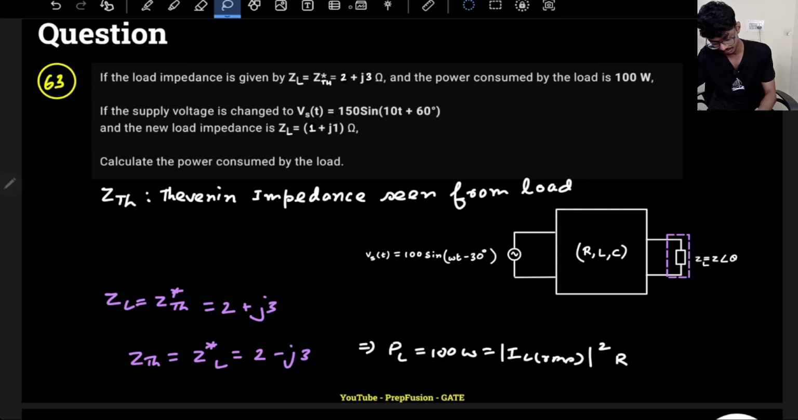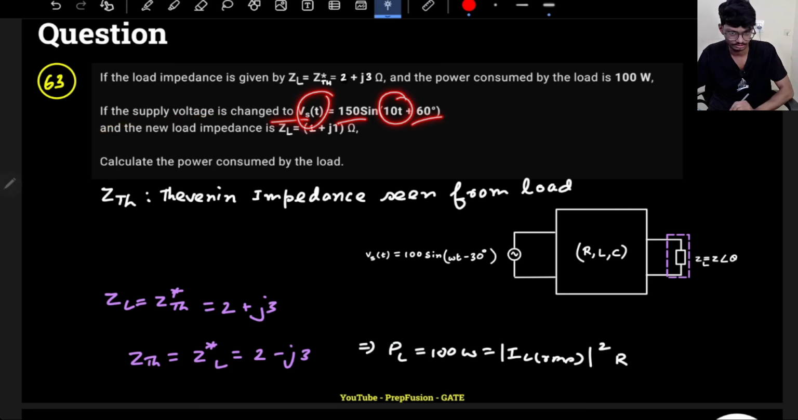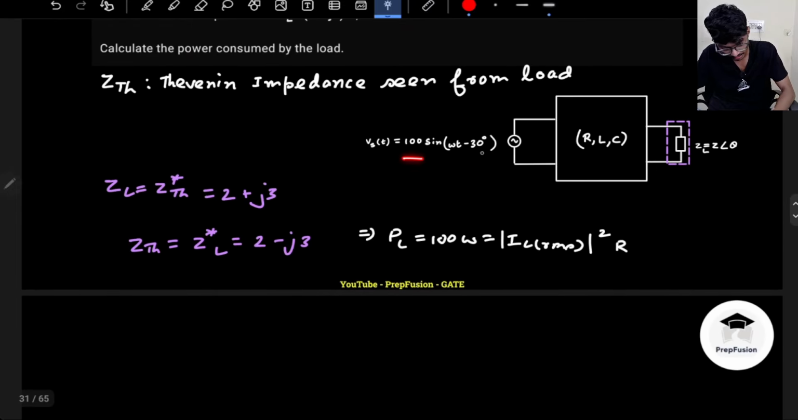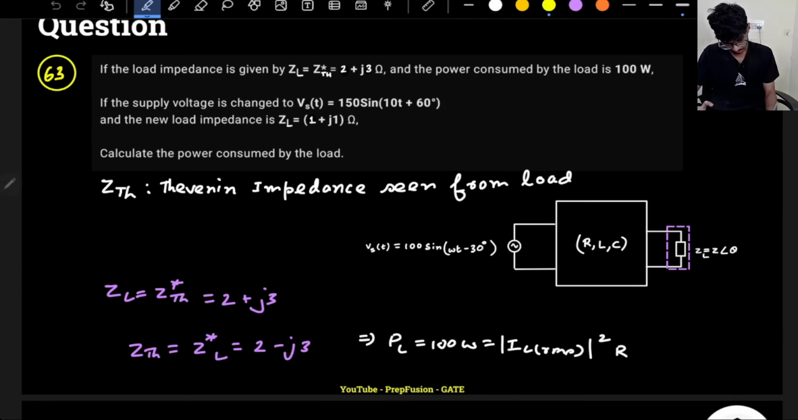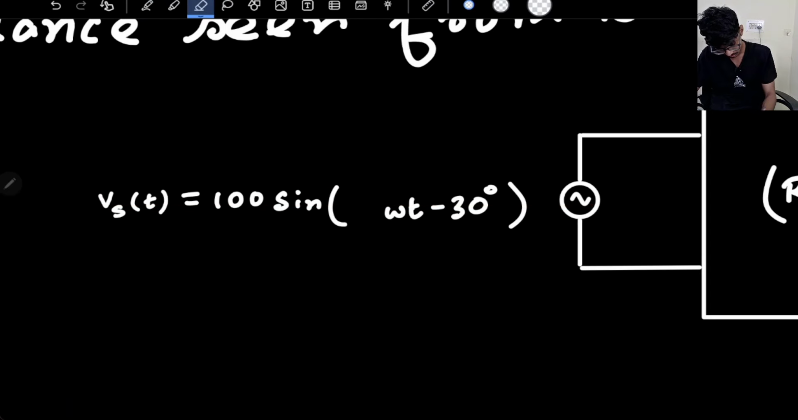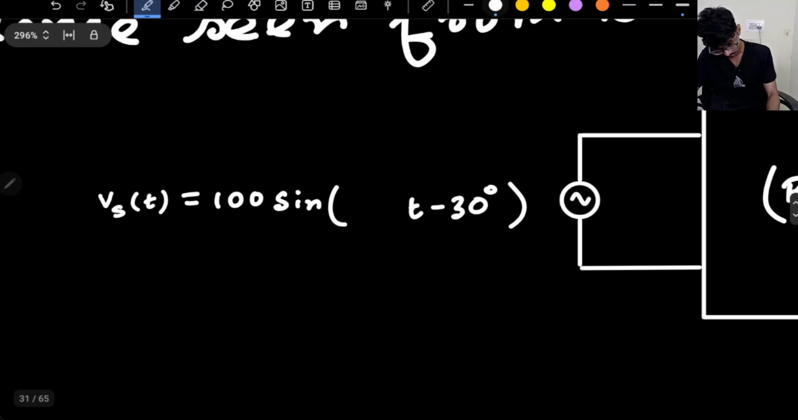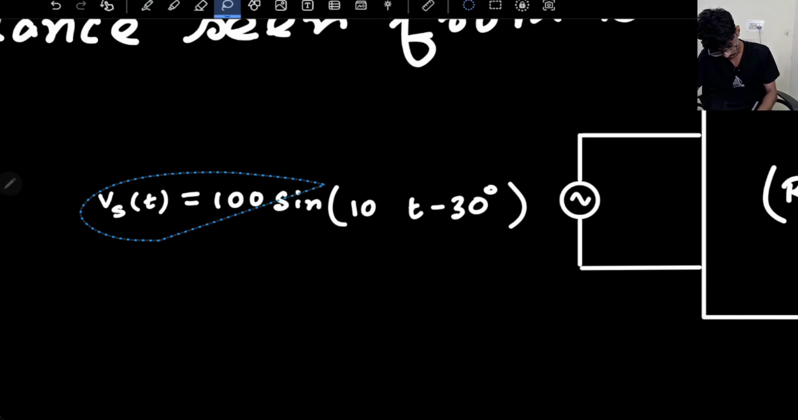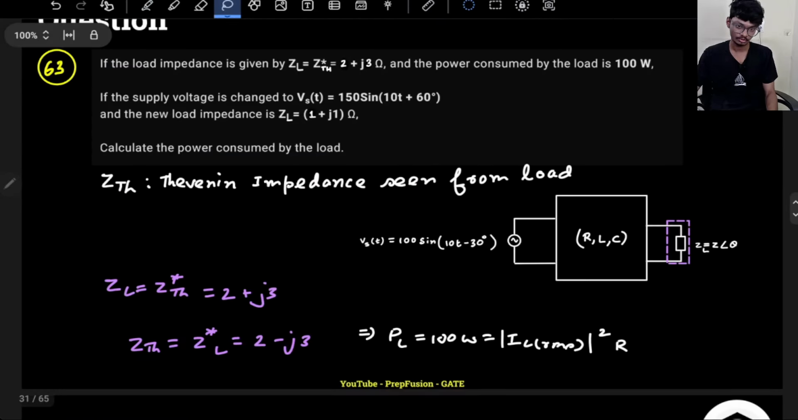If the supply voltage Vs of t is changed to 150 sin of 10t plus 60, okay, initially what was the supply voltage? It was 100 sin omega t minus 30. One thing I forgot to mention: this frequency is not omega, I'm sorry, this frequency will be 10t. These are the same frequency. So now everything is sorted.